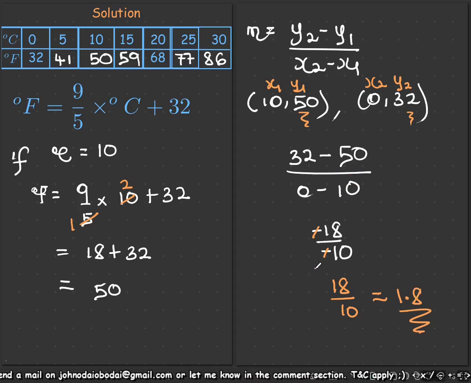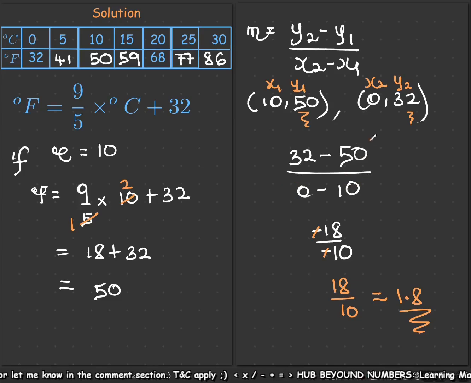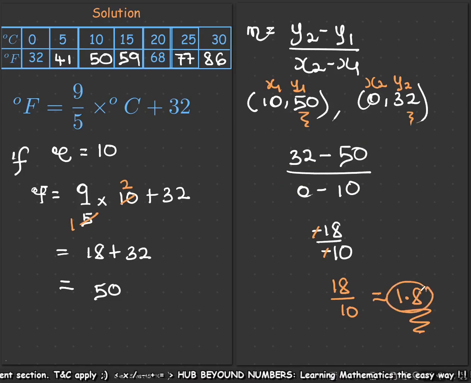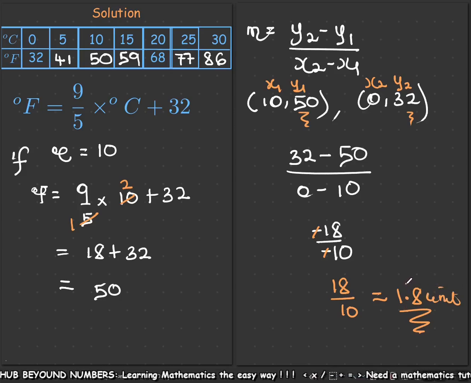Or in other words, if the degree Celsius changes by 1 unit, then the degree Fahrenheit would also change by a unit of 1.8. You see, 1.8. Or you can also say that if the degree Celsius changes by 1%, then degree Fahrenheit would also change by 1.8%.